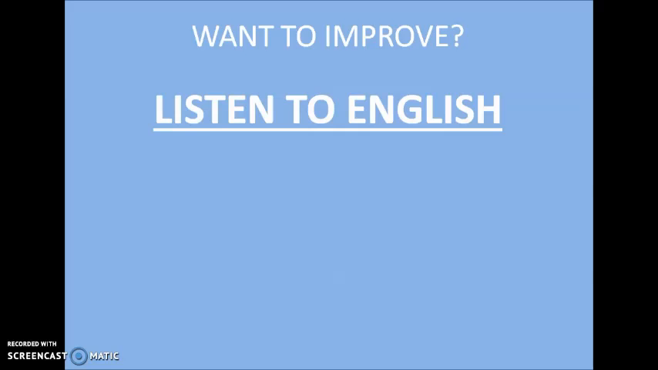And to wrap it up, just a piece of advice. If you want to improve your pronunciation, the best thing that you can do is listen to the English language a lot, so your brain learns the proper pronunciation and then you can reproduce it in speech.